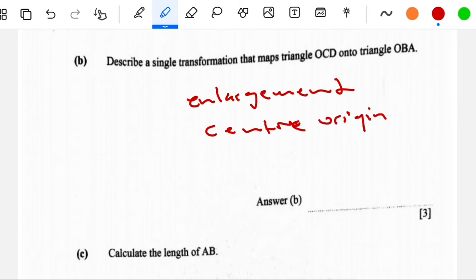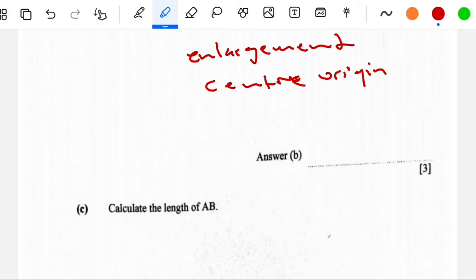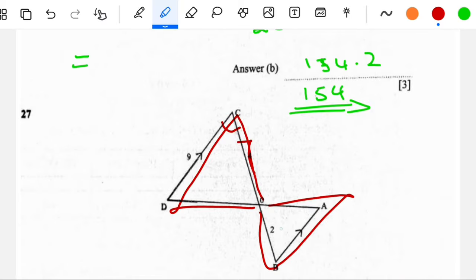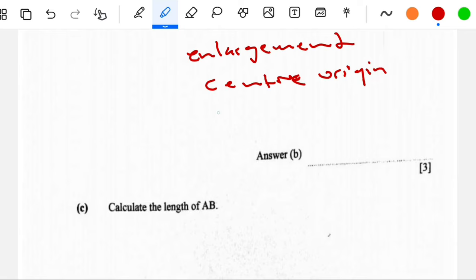Then we need to calculate the factor. The factor, we use the sides here. We have got this side as 2 and this one as 4. So scale factor equals half.